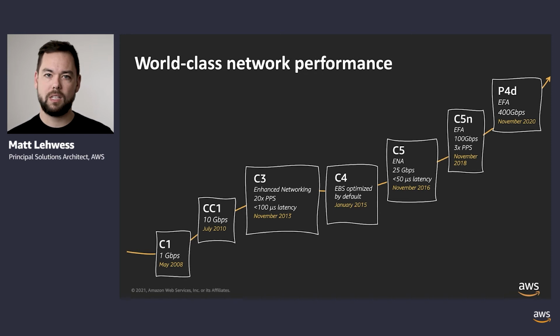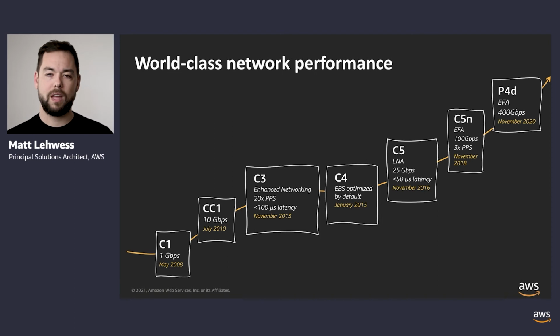So the C3s had lower latency, and we released enhanced networking, something called SR-IOV, which helps with your instance-based networking. C4s had EBS optimized performance. Our C5s had 25 gigabits per second, and that was in 2016. So we've gone from 2008 and 1 gigabit per second up to 2016, where we have 25 gig capable instances.